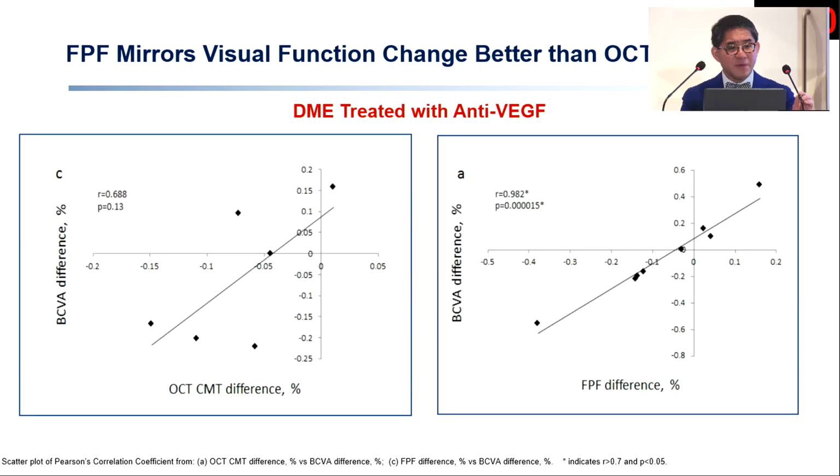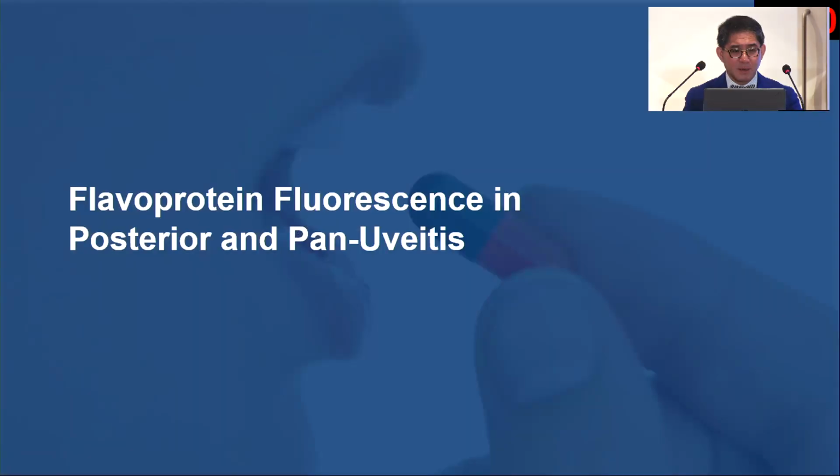And here the FPF mirrors the visual function change, which seems to be better than OCT thickness. Again, this might be able to help us as a tool that we as clinician scientists will be able to use.